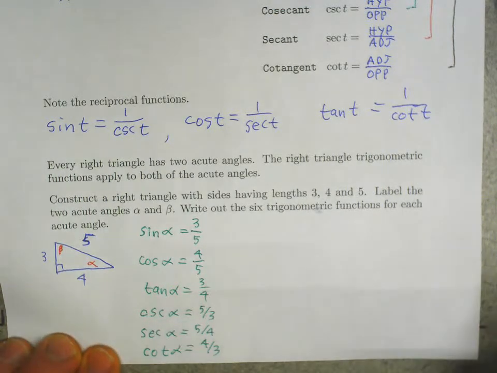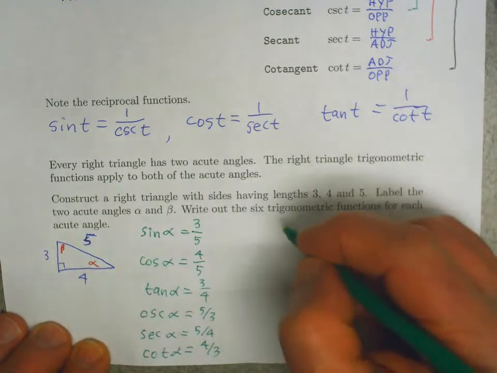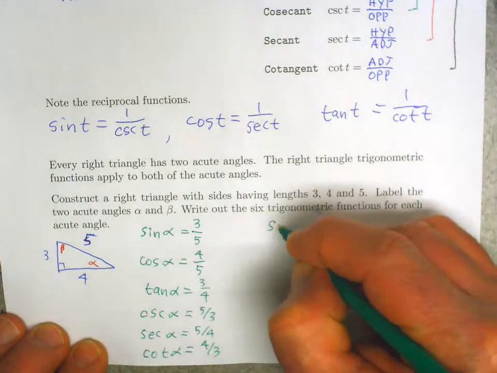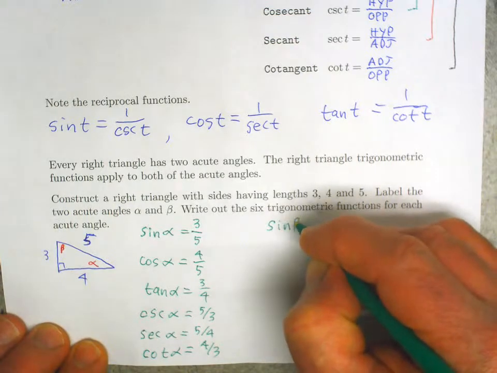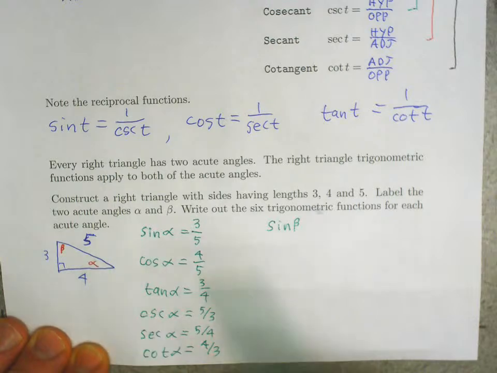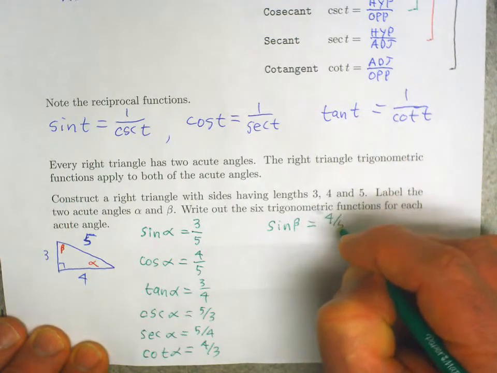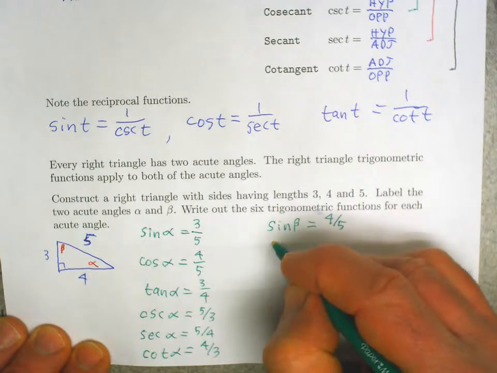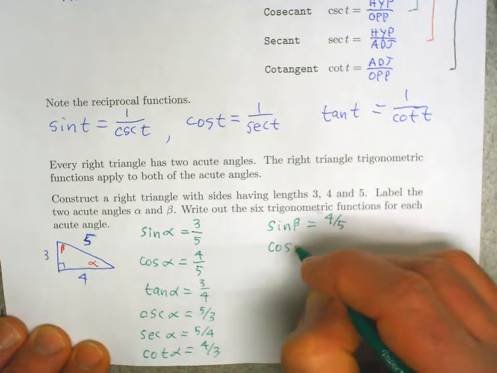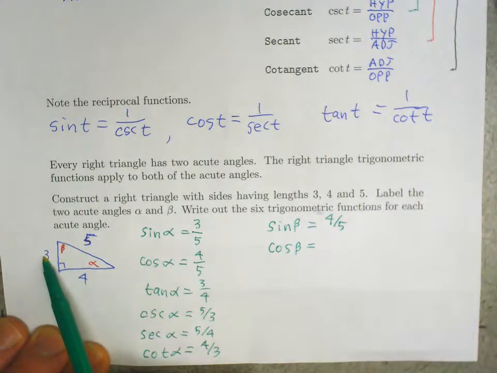Okay, now we'll do the same thing for the angle beta. So sine of beta, the side opposite beta has length 4, the hypotenuse is 5. So sine of beta is 4/5. Cosine of beta, see adjacent, 3/5.